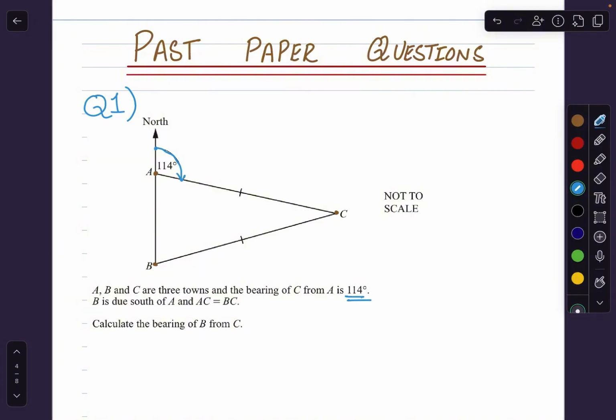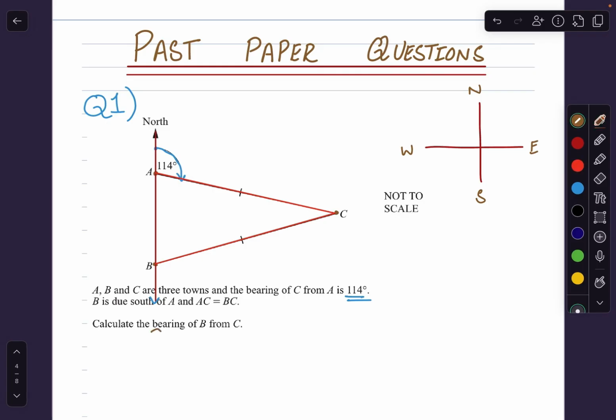Now, B is due south of A. You should know about the compass: east on the right, then west, north, and south. Due south is a straight line, so there's a B over here directly south of A. Then they have given AC equals BC. AC and BC are both given and equal to each other. It means they make an isosceles triangle.